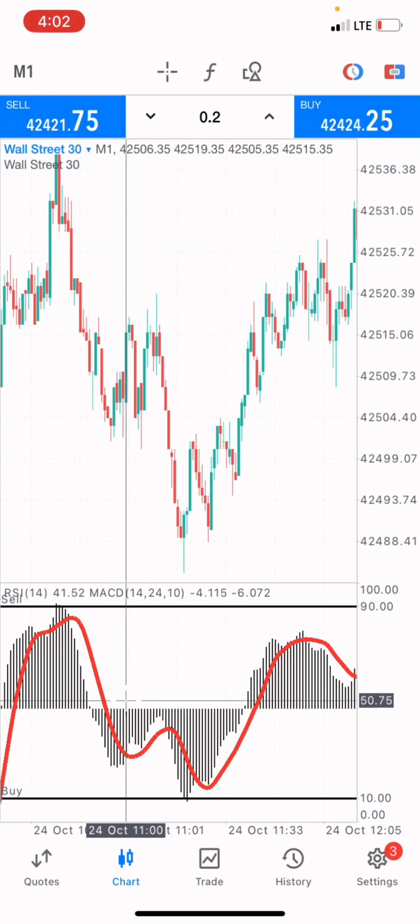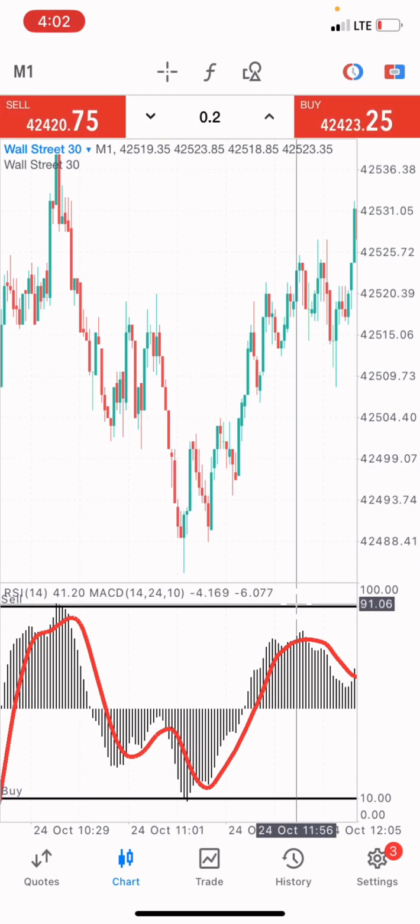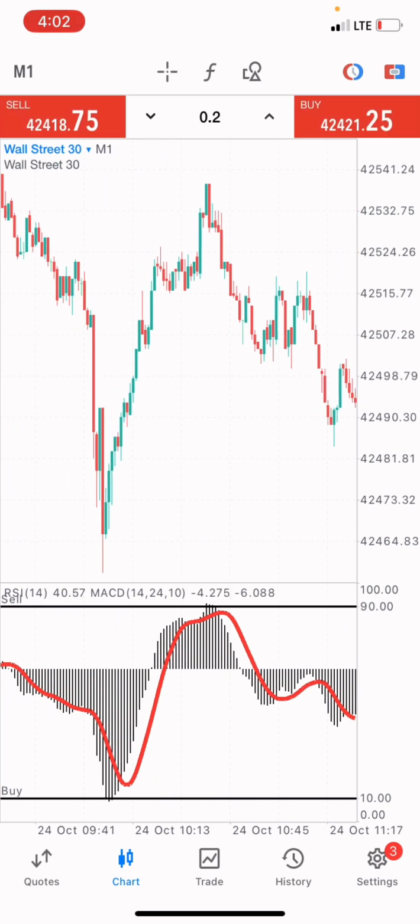Take a look. All you need to do is just wait. When MACD gets to the level of 10, then you buy. When you get to the level of 90, you sell. As easy as that. Just keep following that same pattern.